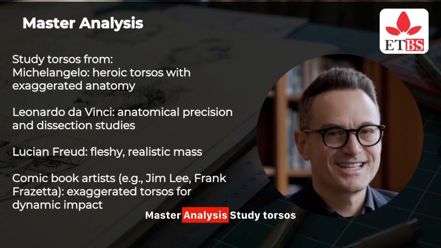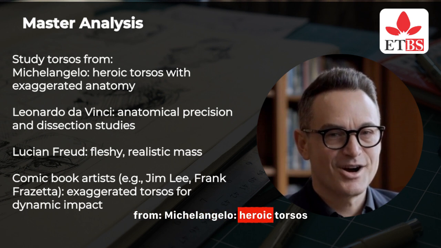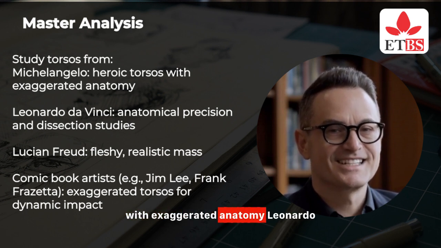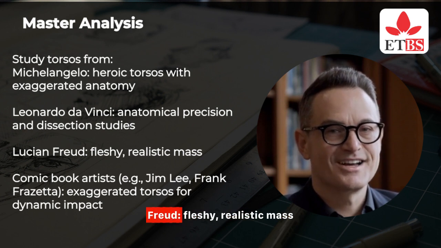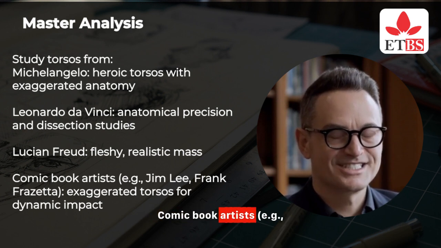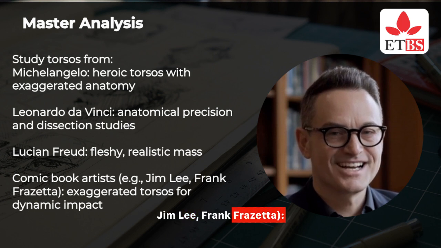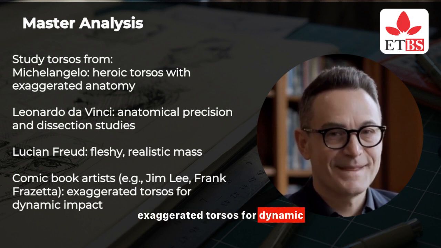Ninth, master analysis. Study torsos from Michelangelo, heroic torsos with exaggerated anatomy; Leonardo da Vinci, anatomical precision and dissection studies; Lucian Freud, fleshy, realistic mass; comic book artists, e.g., Jim Lee and Frank Frazetta, exaggerated torsos for dynamic impact.